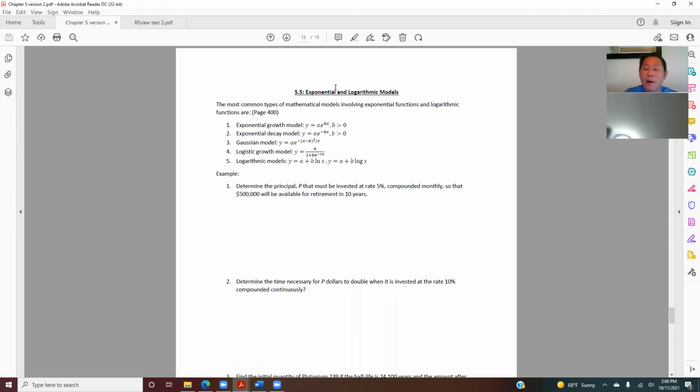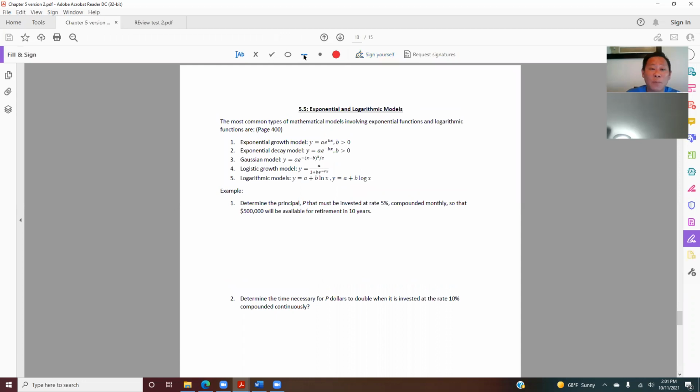So we are talking about exponential and log models in this section. And when I talk about log models, it means word problems, okay? So these are all the word problems here. There are 5 commonly used log and exponential functions that we will use in this class: the exponential growth, the exponential decay model, the Gaussian, the logistic growth, and the log models. We will concentrate more on the first and the second one, okay? These are the two that you will see in my test.